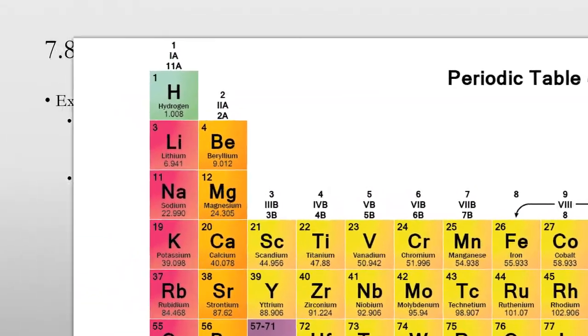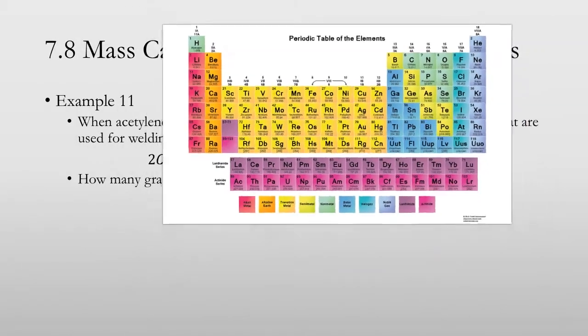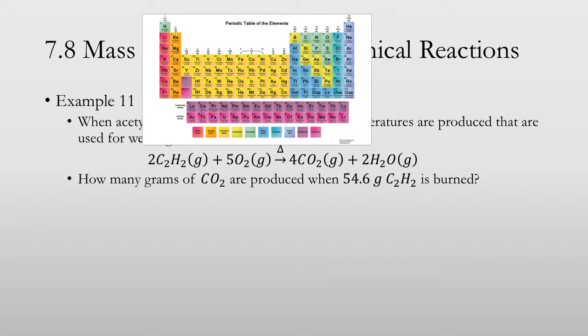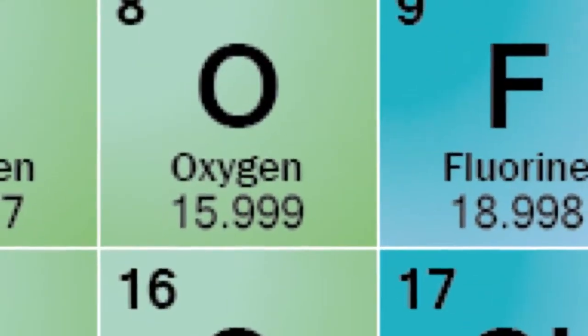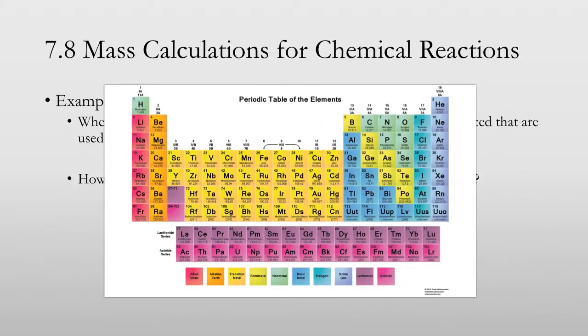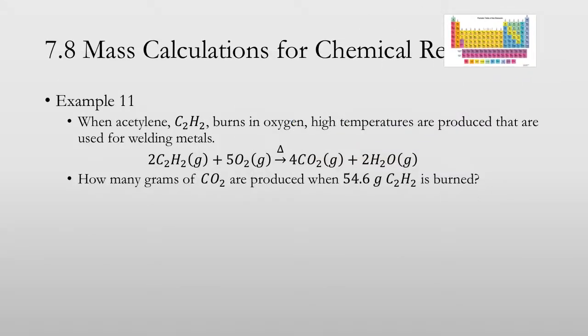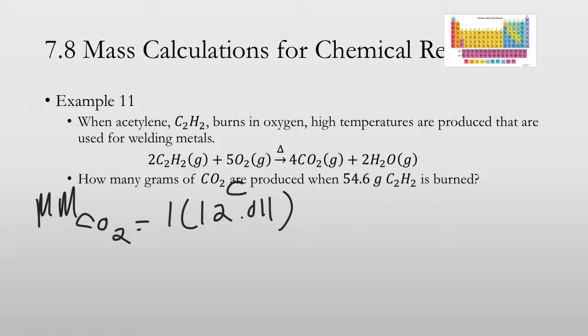Well, the hydrogen is 1.008 grams per mole. And the carbon is 12.011 grams per mole. Oxygen is 15.999 grams per mole. I'll leave that way over there. So what we can do is say we have the molar mass of CO2, and that's going to equal 1 times 12.011 for the carbon, plus 2 times 15.999, and that's for the oxygen.